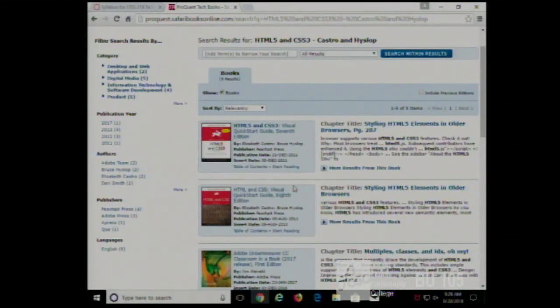If you're on campus, because LC has a subscription to this database, you automatically connect to it without a problem. If you're off campus and you try to access this, you'll have to put in your library card number, which is the number on the back of your library card. Not your student number, but your library card number. Yes? Do you also access it through your MyCampus account, or is that separate? I don't know if it's available through MyCampus or not. It would be cool if it was.